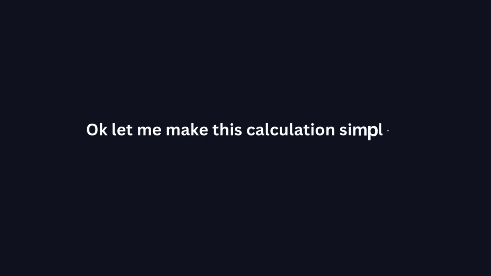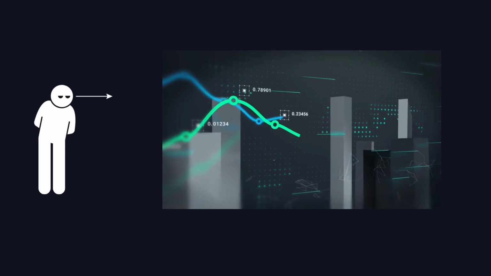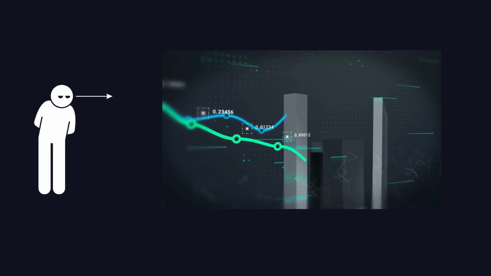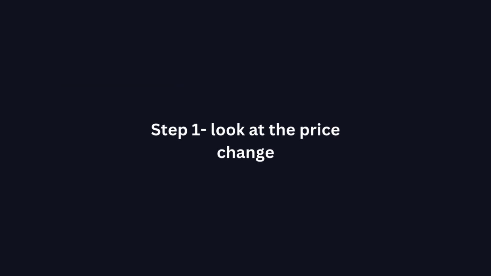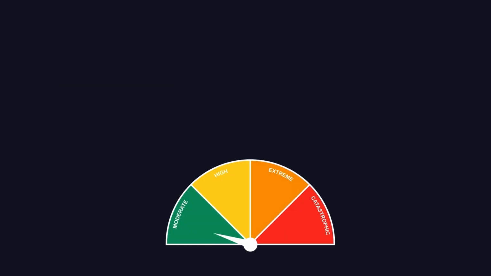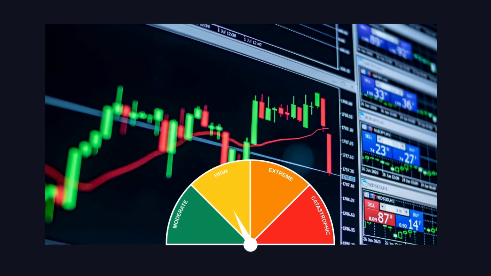Okay, let me make this calculation simple. Imagine you're looking at a coin's price every day. Let's say you track the price for 15 days. Now, step 1, look at the price change, which is like the daily mood swing. Each day compare today's price to yesterday. So if it went up, that's a gain. If it went down, that's a loss.